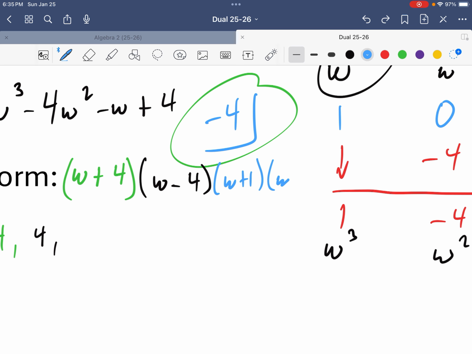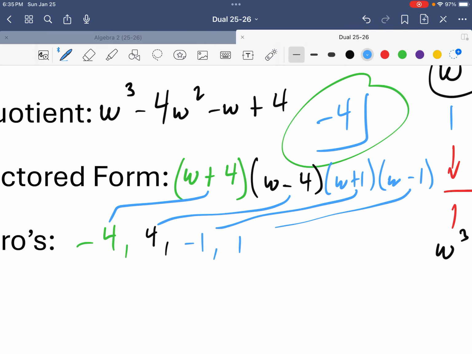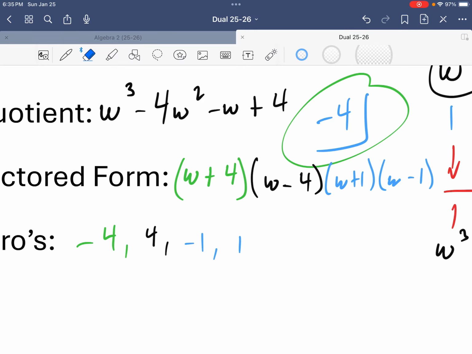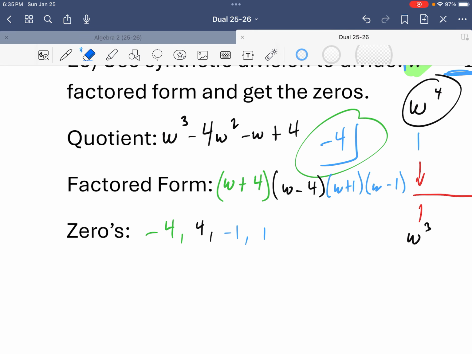My bad, minus 1. So a positive 4 turned to a negative 4. A negative 4 turned to a positive 4. Positive 1 is going to turn to a negative 1. And a negative 1 turns to a positive 1. And those are my factors, and my zeros, for that matter. I got them all.